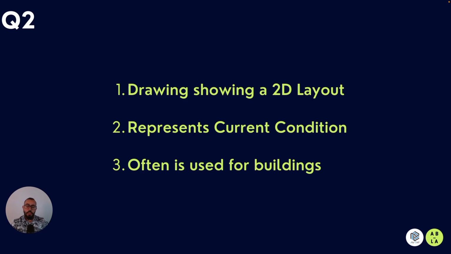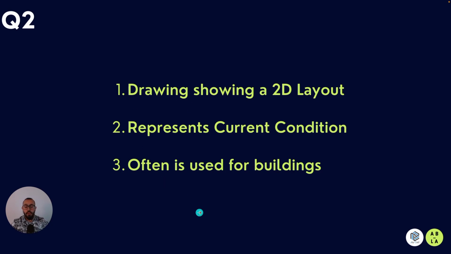The third point about as-built drawings is that they're often used for buildings. You wouldn't see, for example, a car as-built drawing. You don't need as-built drawings to service a car or fix it or refurbish it. While with buildings, when you are working with a contractor who's going to build something for you or do any fixes or changes, or an architect who's going to design something for you, they will need to see what is existing, the as-built condition, and then from there they can provide their bids and their design drawings.